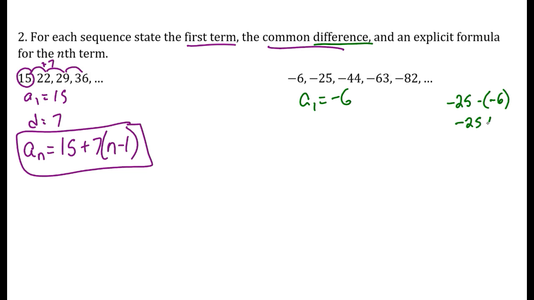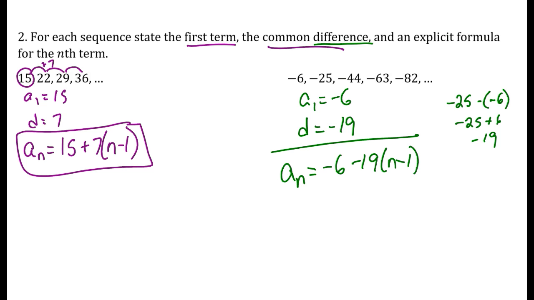-25 plus 6 is better known as -19. So we have a common difference of -19 here. So the nth term is -6 plus negative, so minus 19 times n minus 1. Notice how it didn't ask for simplest form here, so I just left it in that form. I didn't distribute because that's a very acceptable answer.